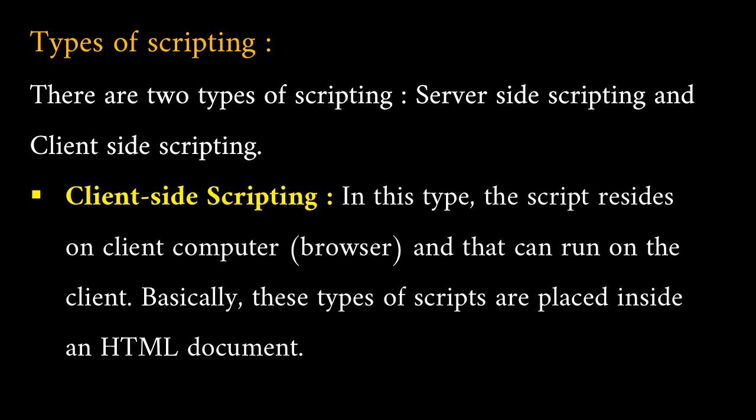Client-side scripting means, in this type, when you are writing the code by using your computer and getting the output in the browser, that's called client-side scripting. The script resides on the client's computer and can run on the client itself. Basically this type of script is placed inside an HTML document and it displays the output in the browser. So this is called client-side scripting language. When the script resides on the client computer, it's called a client-side scripting language.